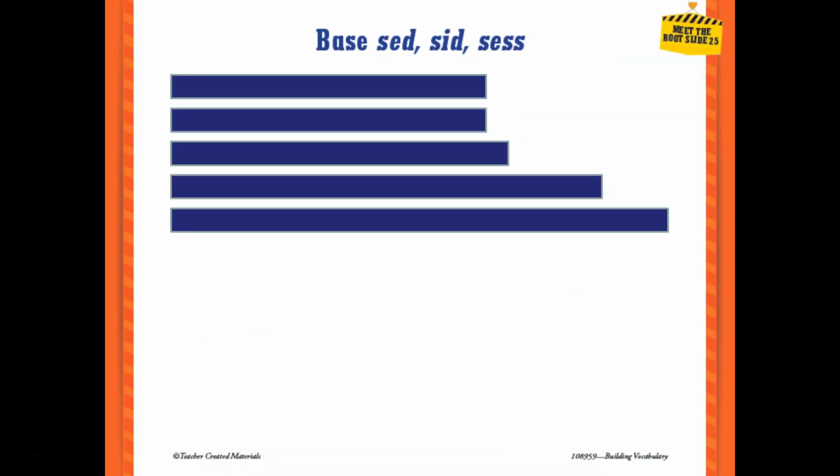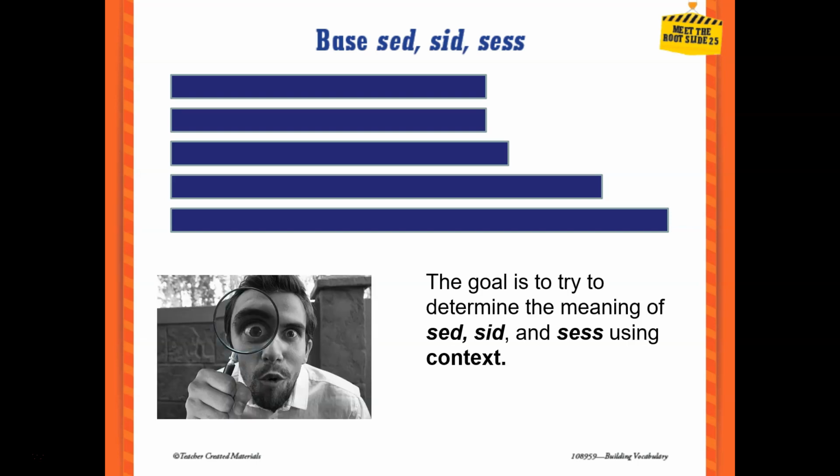And so I'm actually going to show you another way that we can do that using these 3 base words, SED, SID, and SESS. And so the goal for this particular activity is for you to try to determine the meaning of these 3 base words, SED, SID, and SESS using only context. And so I'm going to do this through a series of questions. And I don't want you to respond to the question. I just want you to think about what the meaning of those bases are as it's being used in the question.